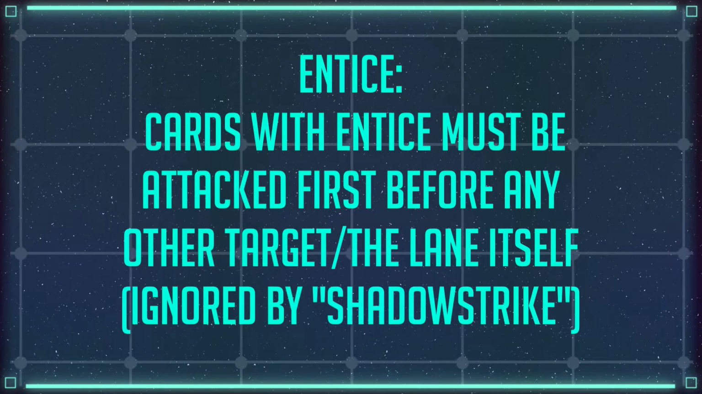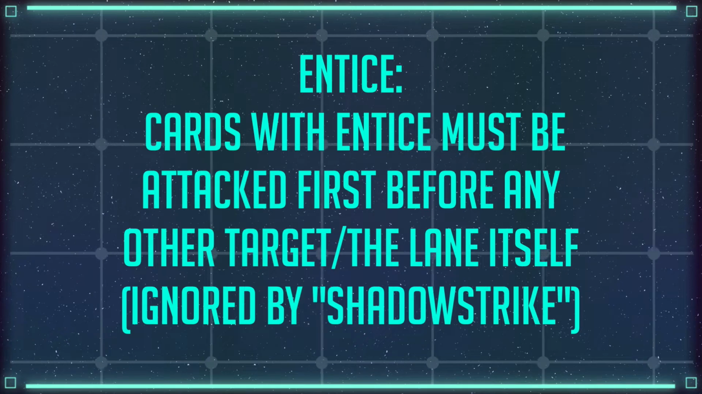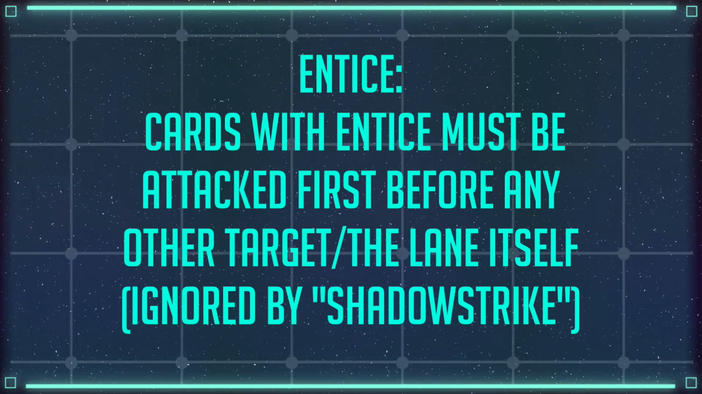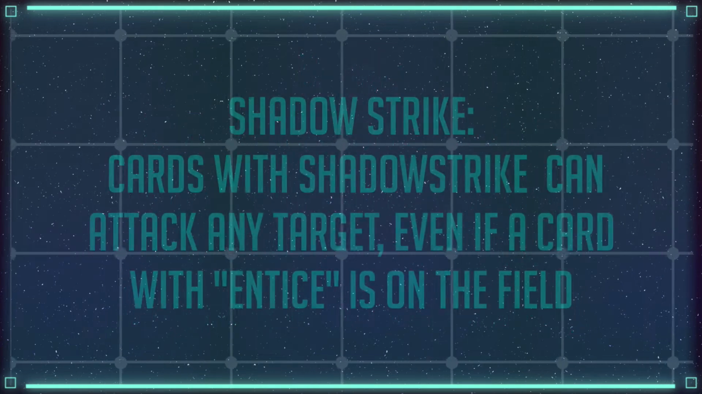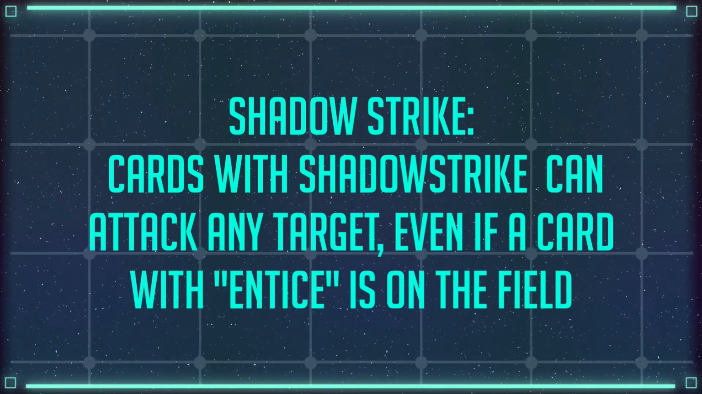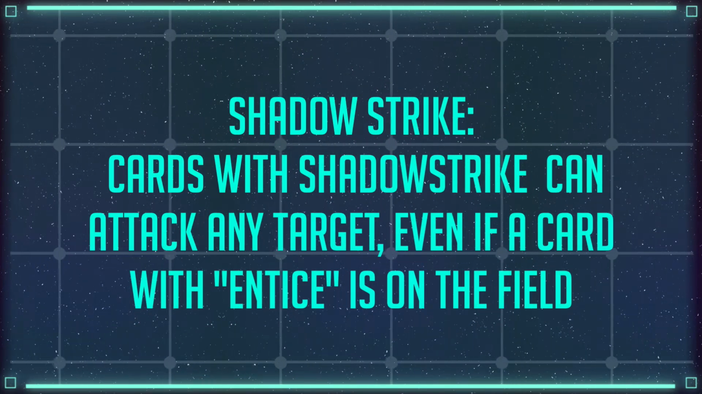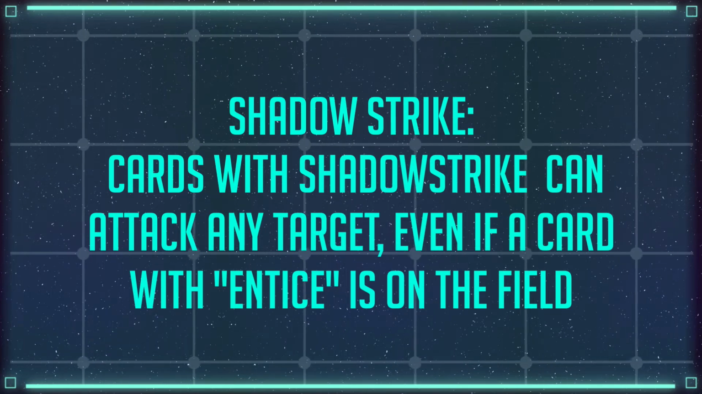Entice. Cards with Entice must be attacked before any other card or the lane directly. This can be ignored by the Shadow Strike keyword. Shadow Strike. Cards with Shadow Strike can attack any target regardless if there is a card with Entice on the lane.